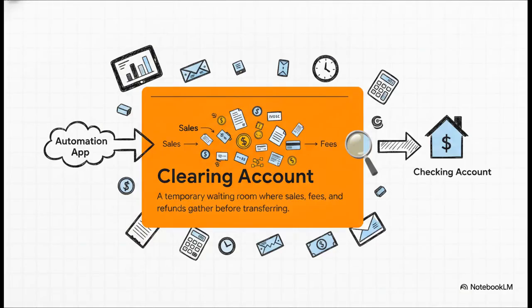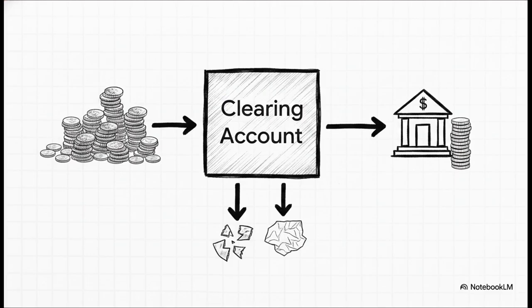Without this next concept, automation apps literally cannot do their job. Setting up this specific account type, rather than just dumping data directly into your checking account, is your secret weapon. Think of a clearing account as a temporary digital waiting room. Your automation app drops all the gross sales, the refunds, and the fees into this room so they can all be calculated together. By routing absolutely everything through this waiting room, your automation app builds an exact mathematical bridge between your gross sales and your net bank deposits.